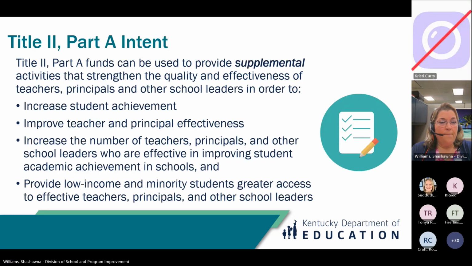For Title II Part A, the intent is to provide supplemental activities that strengthen the quality and effectiveness of teachers, principals, and other school leaders in order to increase student achievement, improve teacher and principal effectiveness, increase the number of teachers, principals, and other school leaders who are effective in improving student academic achievement in schools, and to provide low-income and minority students greater access to effective teachers, principals, and other school leaders.